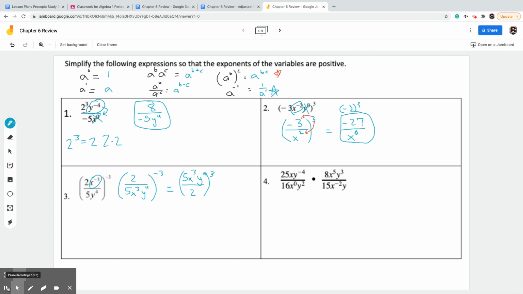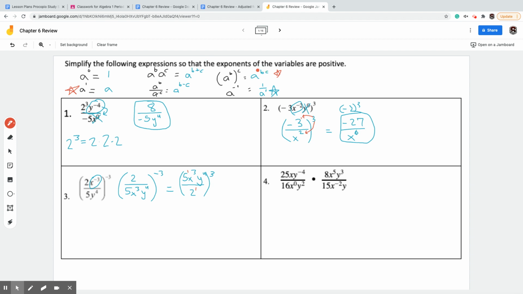So if you see, I just flipped the entire thing. Everything on the top went to the bottom. Everything on the bottom went to the top. And now that 3 on the outside is a positive 3. I'm now going to distribute just like I did in number 2 and simplify. Important thing to remember is that a number or a variable without an exponent has the invisible 1. That's what this rule tells us.